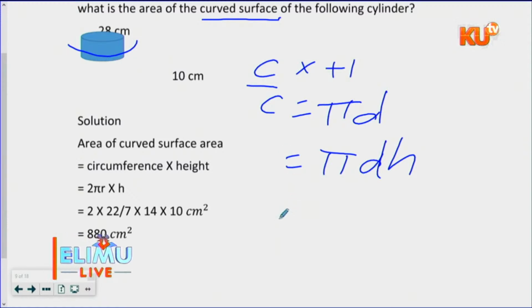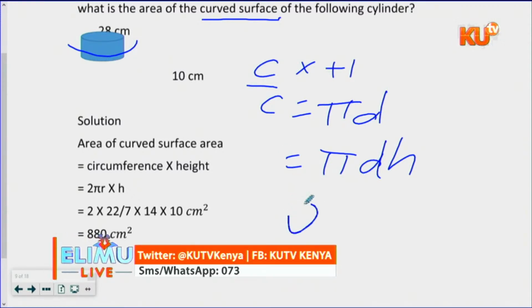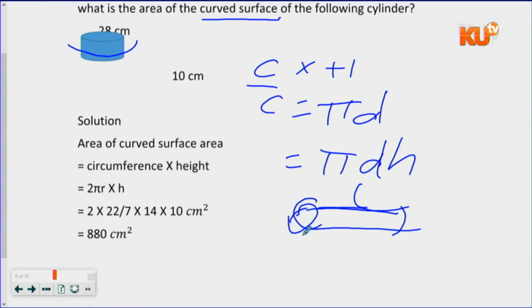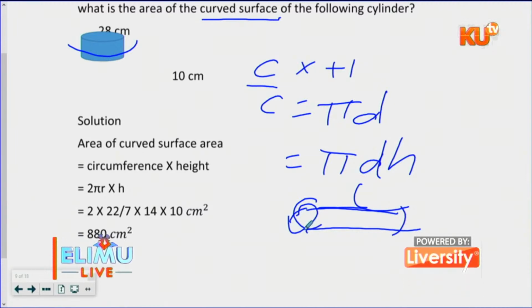If the shape can be in this form, it can be drawn like this, slanting along the ground. This one will still be our h, and now we'll call it length. And this one will still be our circular part, which will say circumference equals pi d. And now instead of h, you say pi d l.